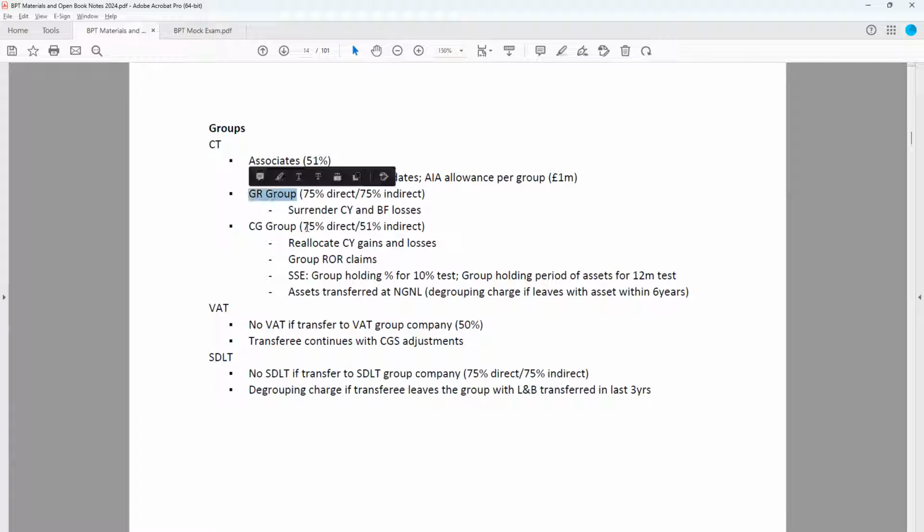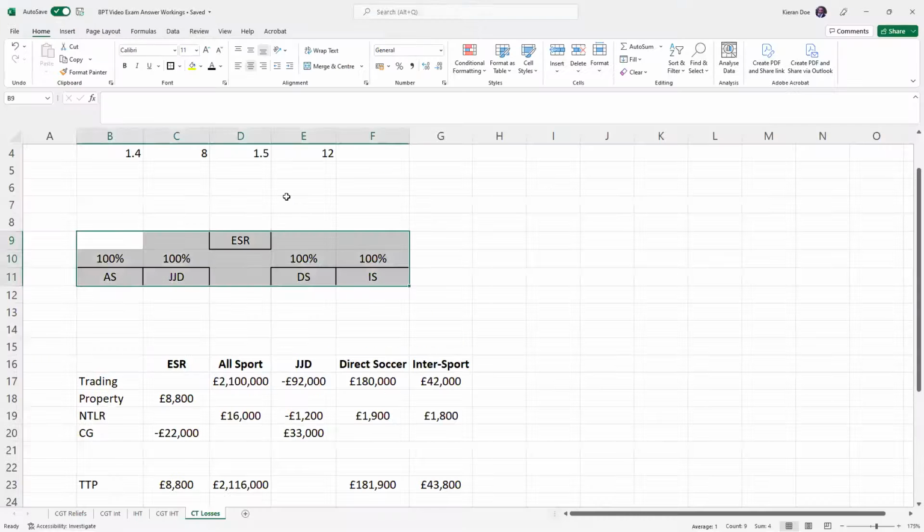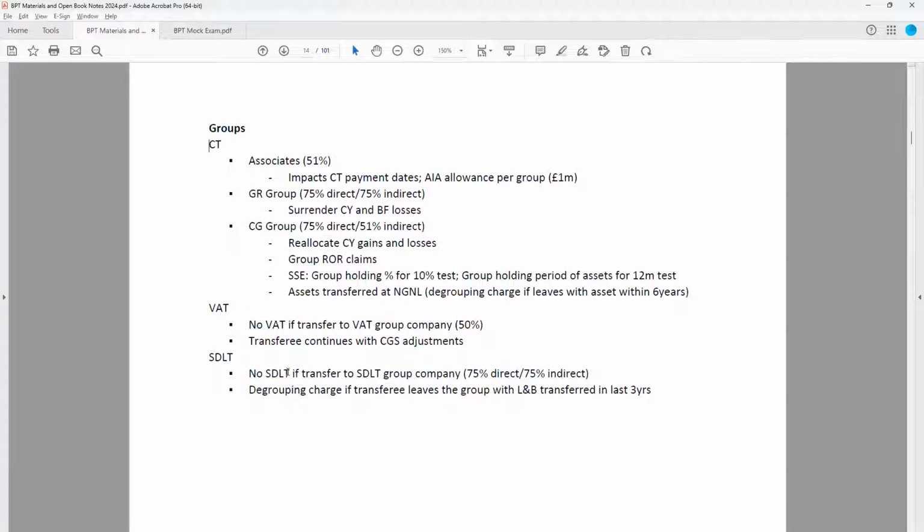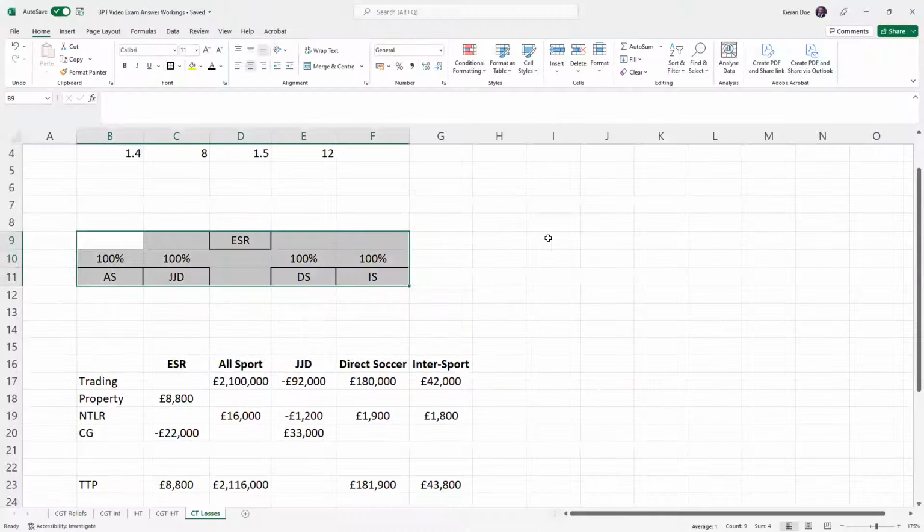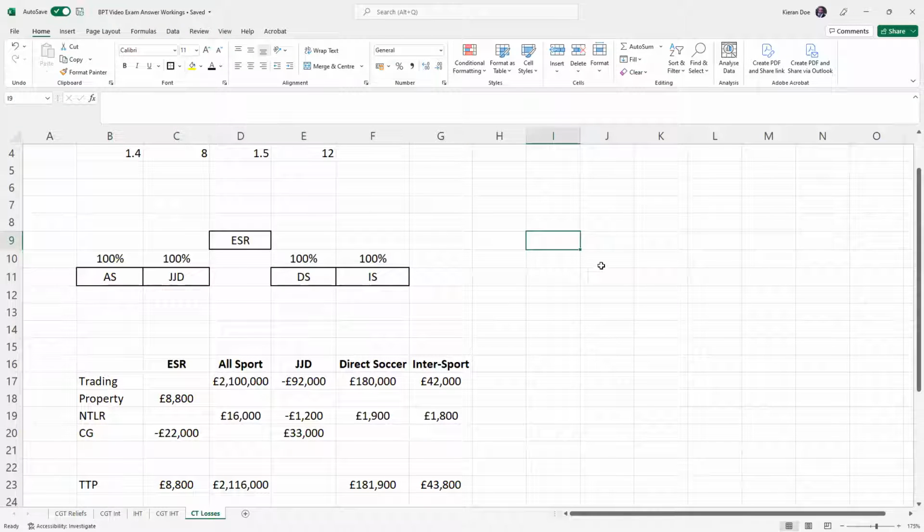A group relief group is definitely going to be relevant, as is a chargeable gains group. So we will bring this into our answer here. VAT grouping isn't going to be relevant. It's just a pure corporation tax question. And neither will stamp duty. They are part of a stamp duty group, but I'm not going to mention this in my answer. It's questions about corporation tax losses. Also, it's irrelevant because they haven't transferred any assets between them. So there's no relevance or significance of that.